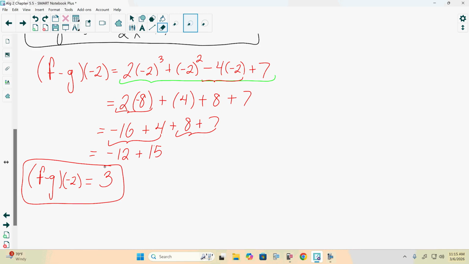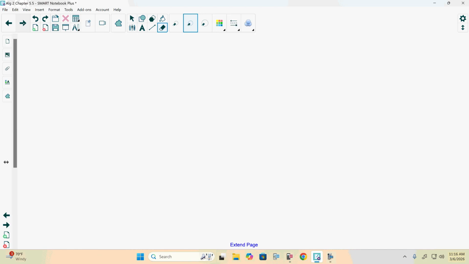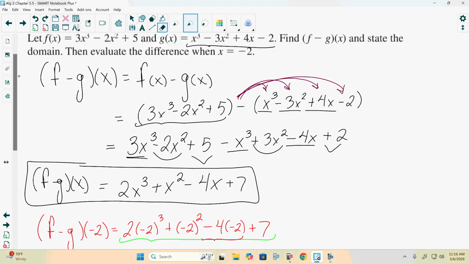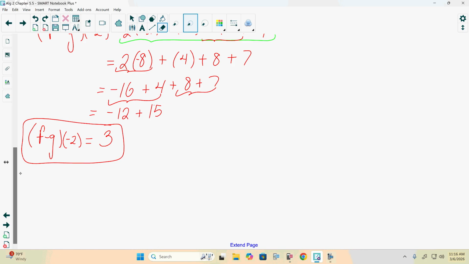Because I would type it in: parentheses negative 2 close parentheses to the third, plus parentheses negative 2 close parentheses squared, minus 4 parentheses negative 2 close parentheses, plus 7. Type it in exactly like that there. Questions on this here? Good.